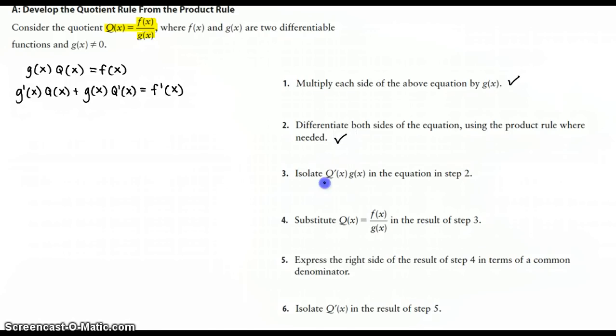Then I'm going to isolate q prime of x times g of x according to the next step. So I'll bring this whole thing to the other side by subtracting it. Now I have this q of x here on the right hand side, and I'm going to replace it with f of x divided by g of x, so that the entire right hand side of the equation is in terms of f and g.